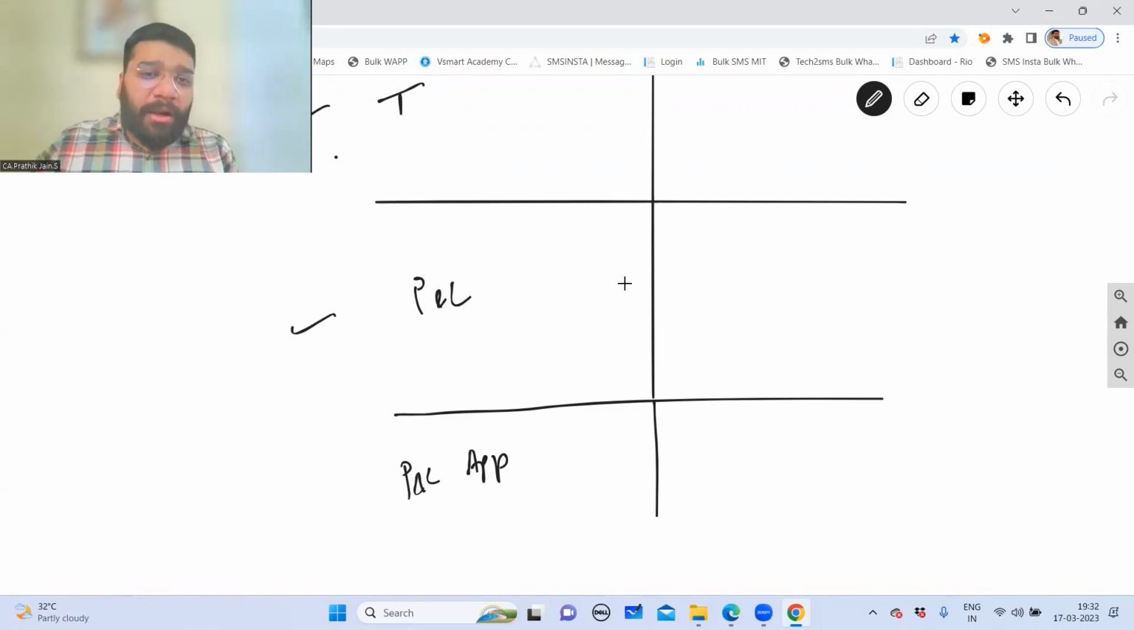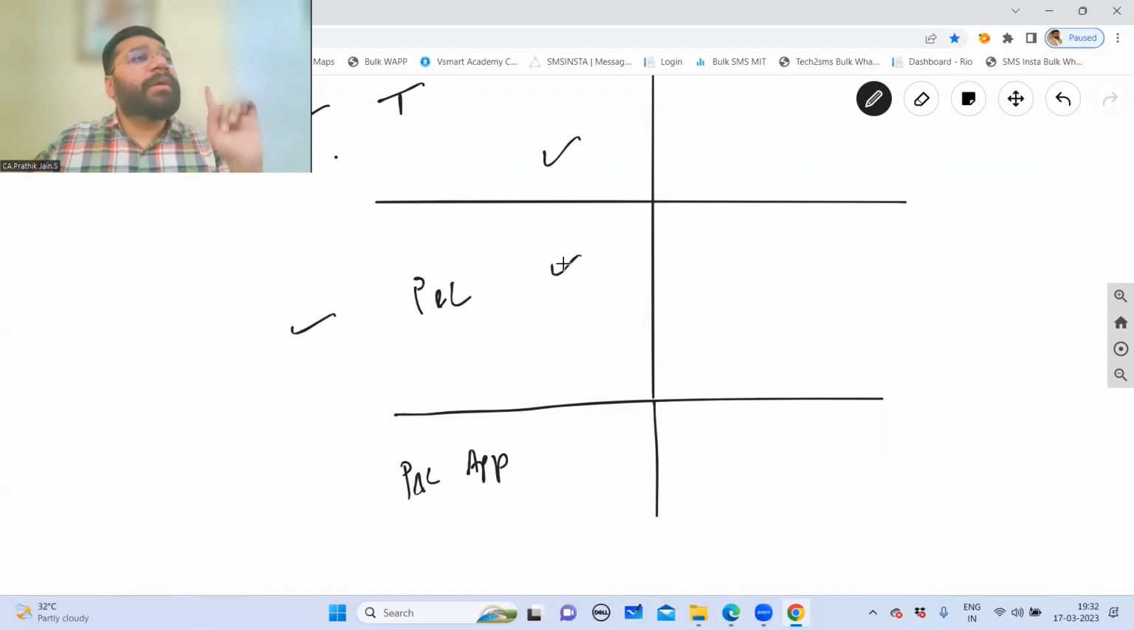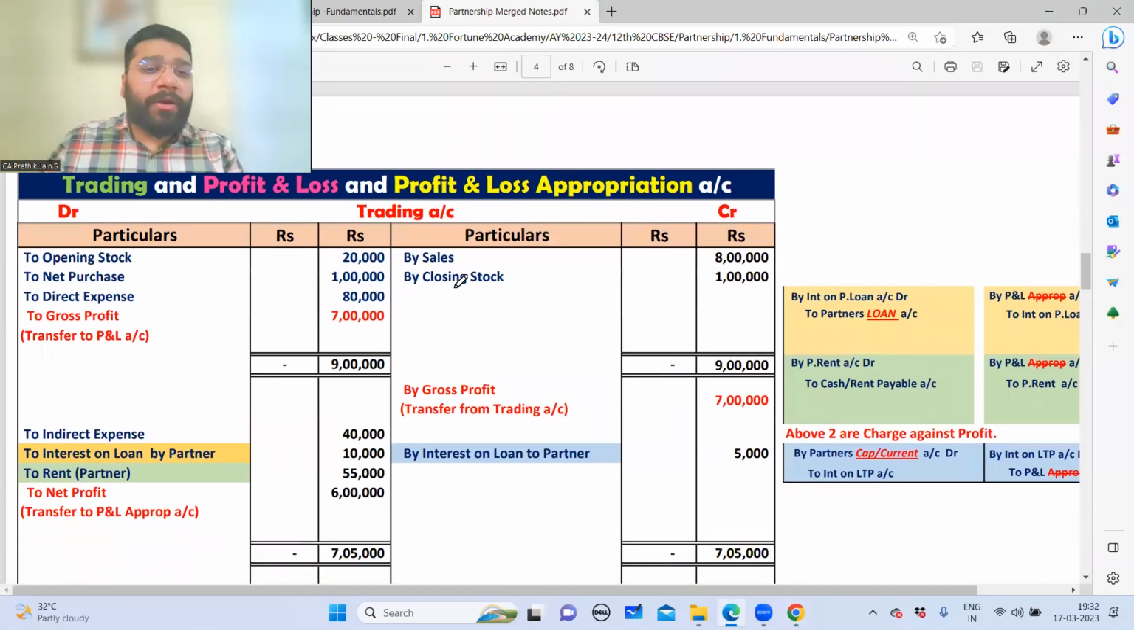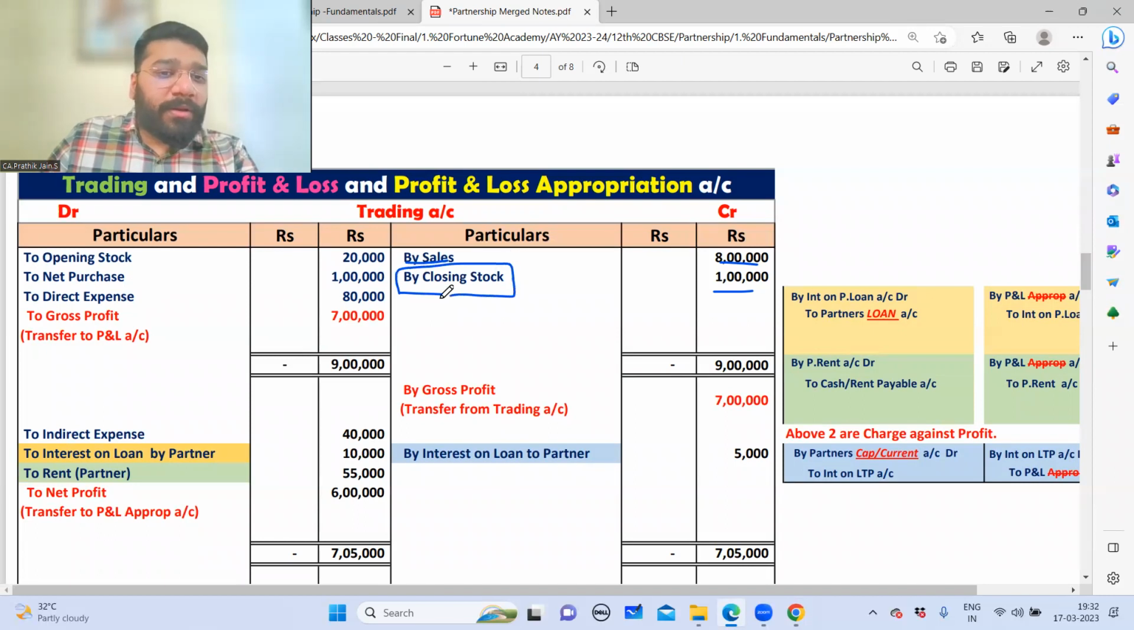In the trading and P&L account, you will record the same items you learned in your 11th standard. No deviations. For example, in the trading account, what do you record? Sales, closing stock. Focus here. Sales and closing stock. No doubts here. I'm just asking a question. I don't expect an answer now, but think about it. Why is closing stock appearing in the trading account?